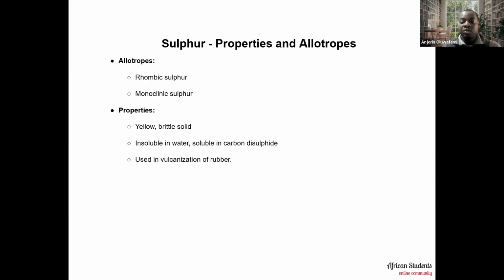Okay. They are used in vulcanization of rubber. Yes, very important. Sulfur is used in vulcanization of rubber, and we look at some of these oxides of sulfur, sulfur dioxide, and sulfuric acid.